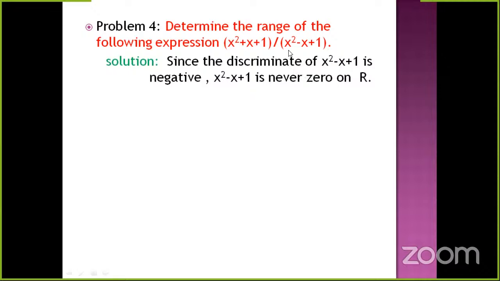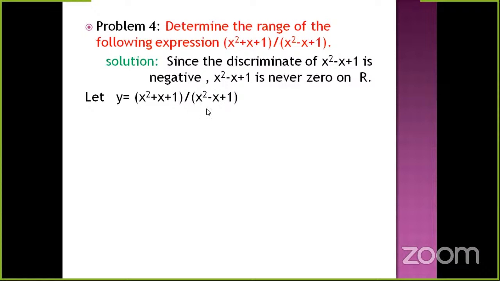Since the discriminant of the denominator, that is x square minus x plus 1, is negative, that is, delta is negative, the roots are imaginary, so the curve does not touch the x-axis at any place. So the value of x square minus x plus 1 will never be equal to 0 for every x belonging to R. So let the value of this expression be y. So y is equal to x square plus x plus 1 by x square minus x plus 1.